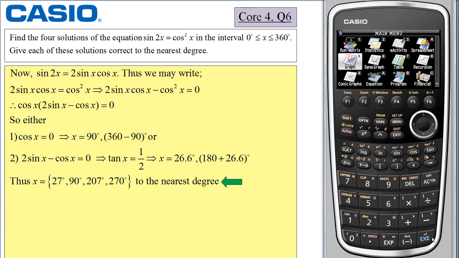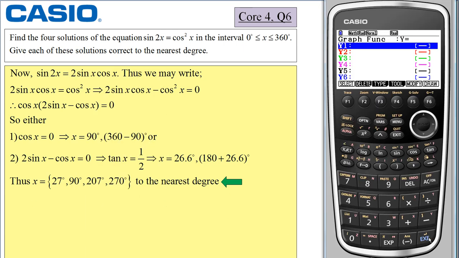So I select the graph function menu, and what I'm going to do is plot the function y equals sin 2x and y equals cos squared x, and where they intersect should give me the required solutions. So the first function is sin 2x, and the second function is cos squared x. Well, I write that in as cos x in a bracket squared.